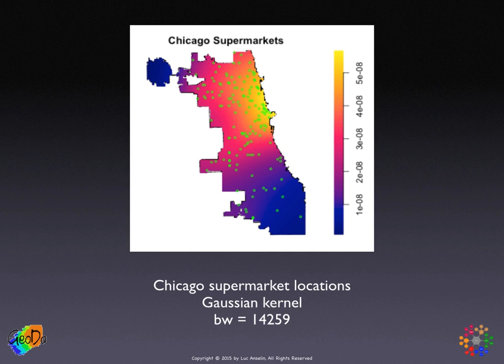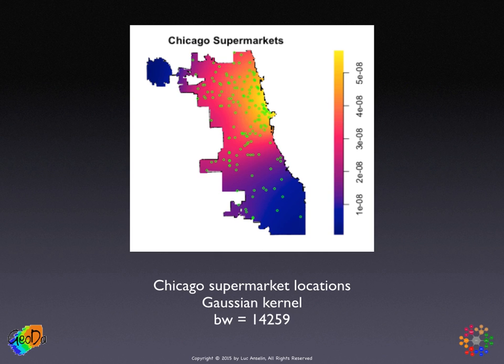This is what we call a heat map. The brightest part gives the location of the highest intensity of points, and you see the intensity decreases as we move away from the near north side of the city, and then it goes way down when we go to the south side. And the little part on the upper left is actually O'Hare Airport, and there's nothing there in terms of supermarkets. So that's the idea of a heat map or a kernel density. It's a very nice visual summary.